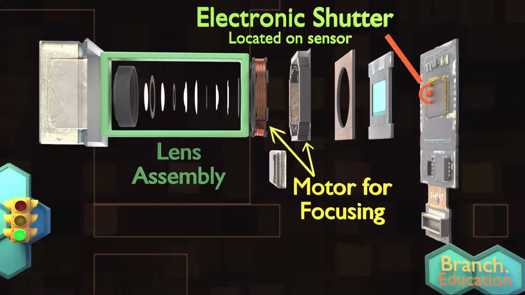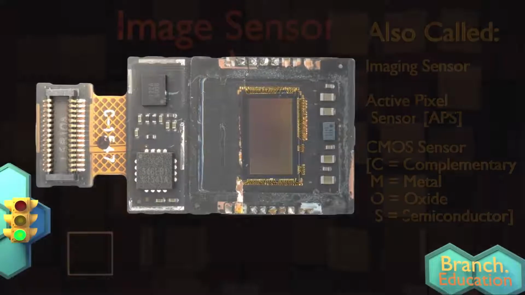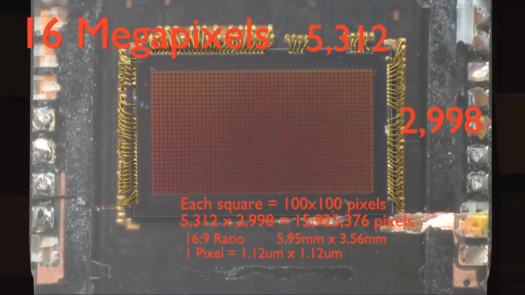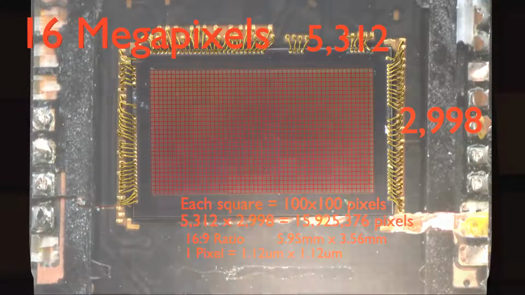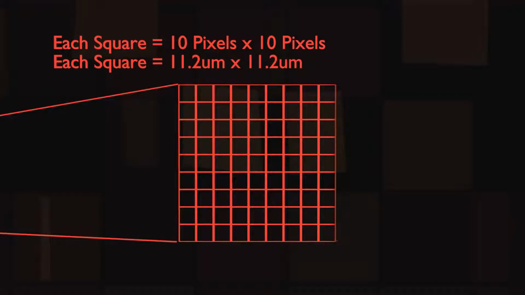At the back of the camera is a massive grid of microscopic light-sensitive squares. The grid and nearby circuitry is called an image sensor, while each individual light-sensitive square in the grid is called a pixel. A 16-megapixel camera has about 16 million of these tiny light-sensitive squares or pixels in a rectangular grid. Here we have a zoomed-in image of an actual sensor, as well as an even more zoomed-in cross-section of a pixel.